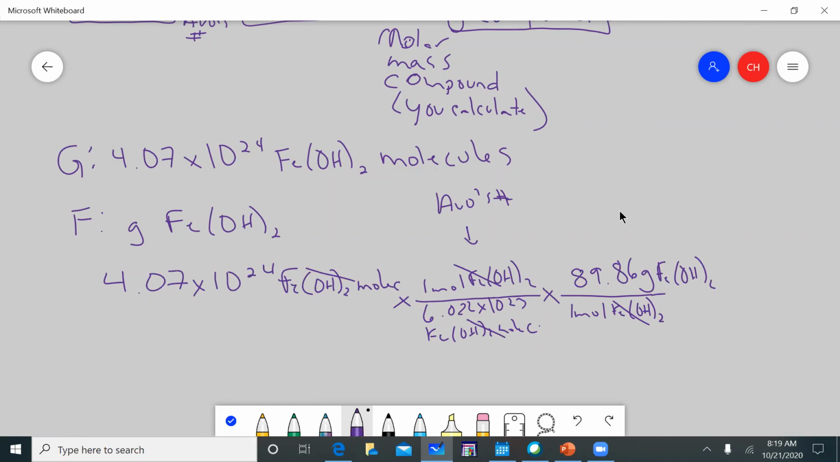In this case, let me run it through my calculator really quick. So 4.07 E24 divided by our 6.022 E23 times 89.86. I got 607, and I'm going to stop there because of sig figs, grams, and specifically grams of Fe(OH)2.